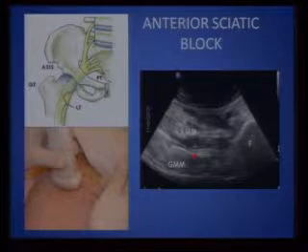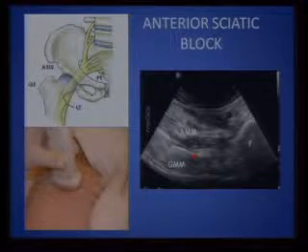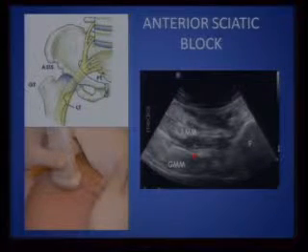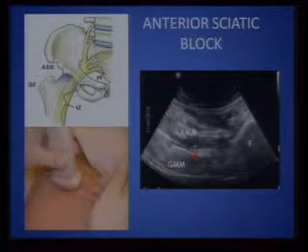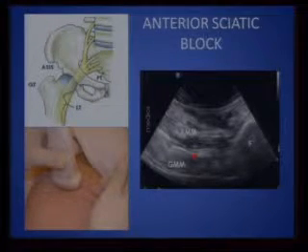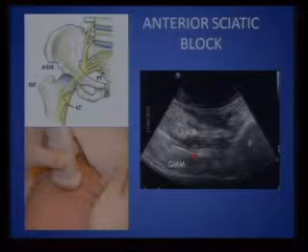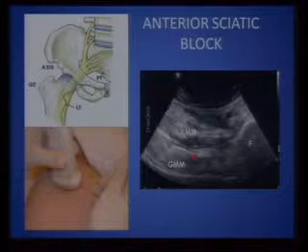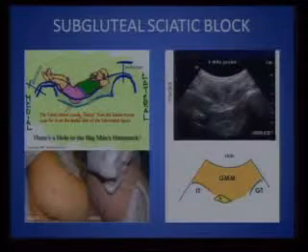So this is what you will see. You will see the lesser trochanter, a bulk of the adductor magnus muscle on top, and deep down is the gluteus maximus. And in between these two, that is the sciatic nerve, which lies lateral to the lesser trochanter. So this is again an advanced level block and definitely not for beginners.